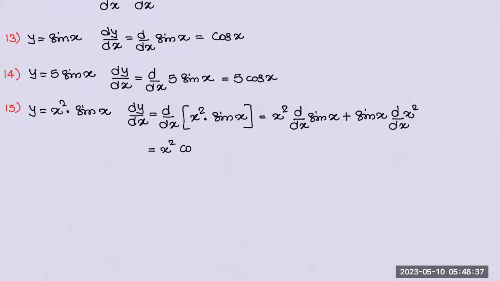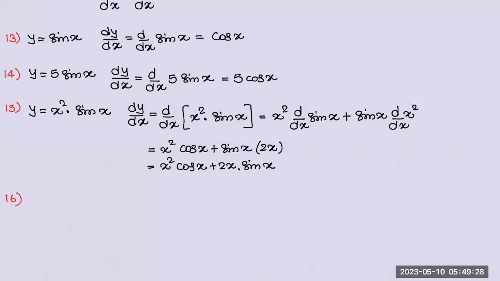x square, differential of sin x is cos x, plus sin x, differentiation of x square will be 2x. Wait, blunder. n into x power n minus 1. So plus 2x sin x. This is the thing we'll get. Generally, after a trigonometric function, we don't keep anything over there, because accidentally you may think sine of this value. But that's right, there is nothing wrong. You can write in that way also.